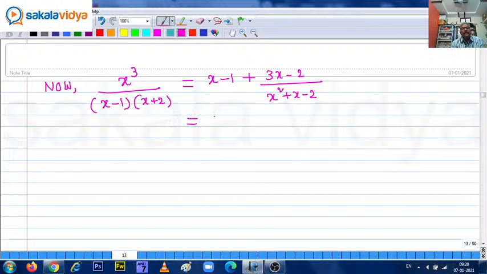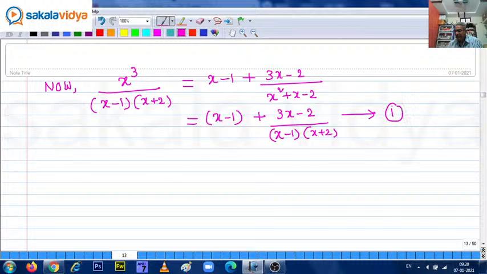So this also can be written as x minus 1 plus 3x minus 2 upon the factors of x square plus x minus 2, which is nothing but x minus 1 into x plus 2. Say this is equation 1. So now the partial fractions of this part only we need to find out.